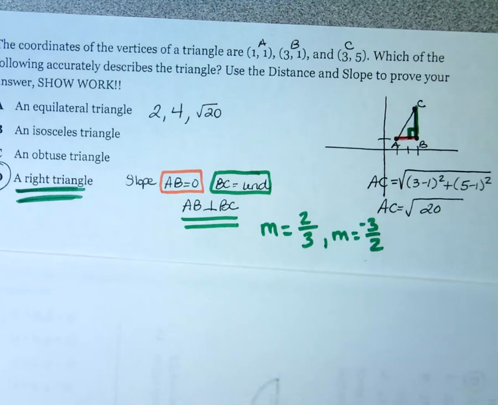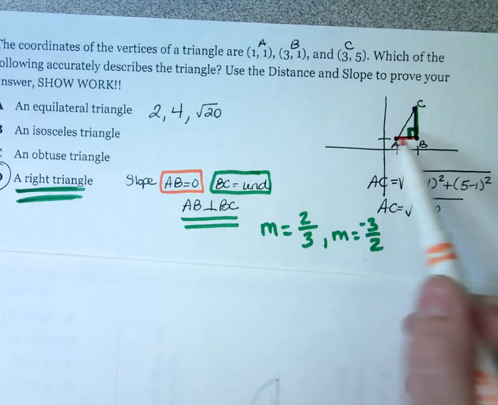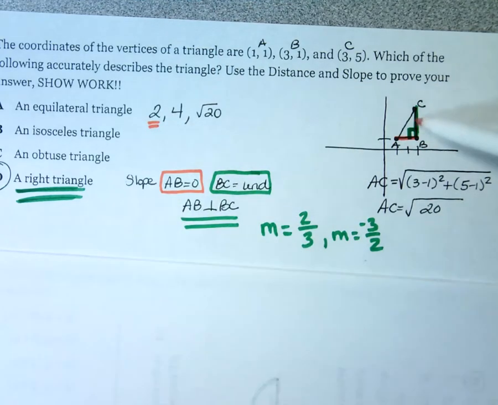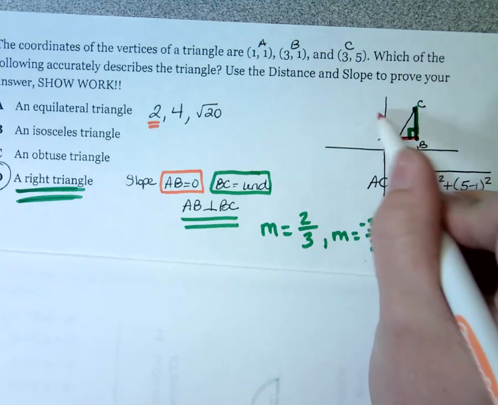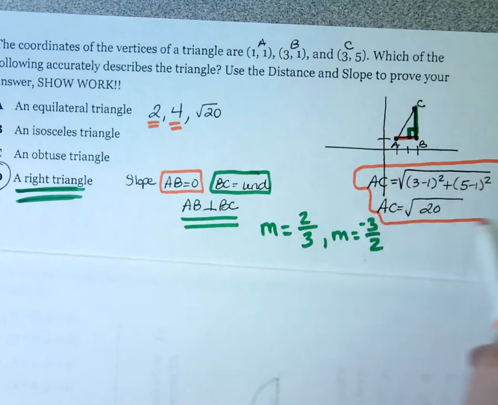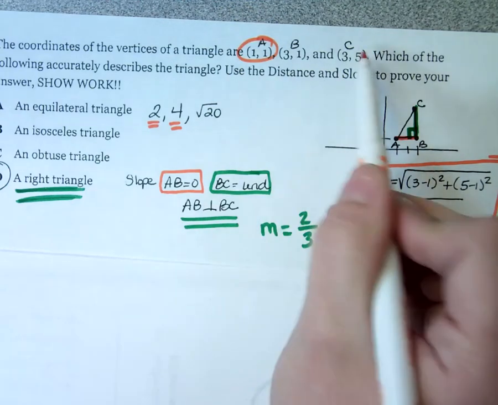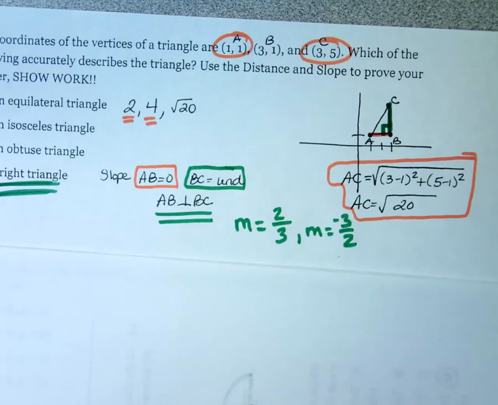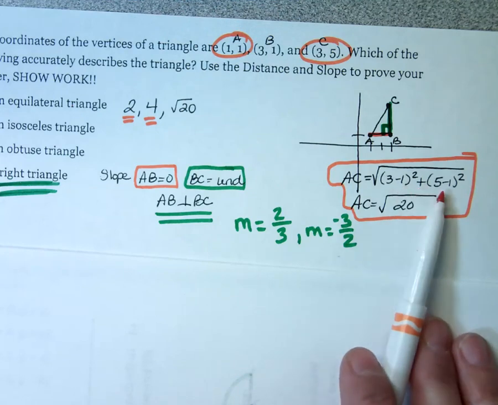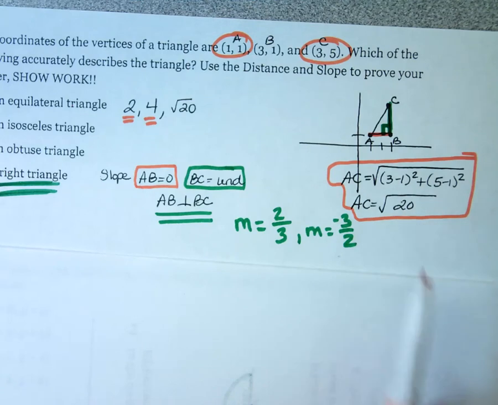Now, if I find the length of these, the length of AB is 1, 2. I can just count it. The length of BC is 1, 2, 3, 4, if you drew in all of your little tick marks. But for a diagonal length, then I need to use my distance formula. And so that's what this is showing right here. So I was finding the distance between A and C. I subtract my X's, 3 minus 1, close it, square it, plus I subtract my Y's, 5 minus 1, close it, square it. And when I work that out, I get the square root of 20.